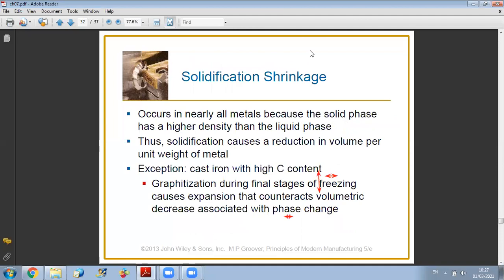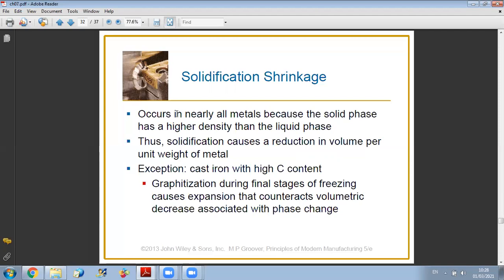Now, concerning solidification shrinkage, it will occur in nearly all metals because the solid phase has a higher density than the liquid phase. Thus, solidification causes a reduction in volume per unit weight of metal. We have an exception for this, which is cast iron with high C content. So this is graphite.